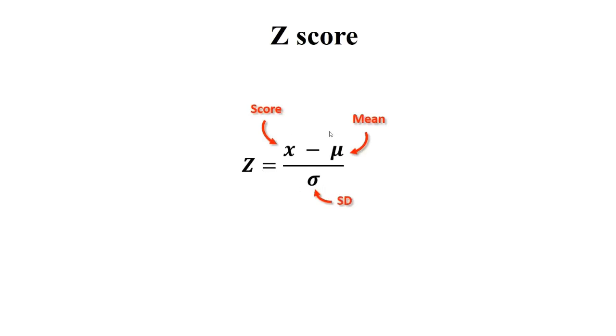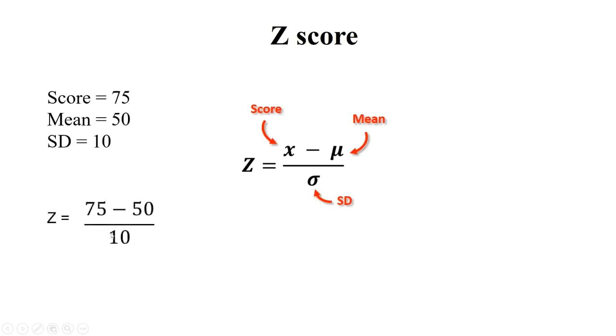Now, in the previous slide, I had made a statement that when this individual raw score is more than the mean of the group, then the Z score is always positive. So for example, if the score is 75, mean of the group is 50 and standard deviation is 10. Now let's try to calculate the Z score by using the formula. So 75 minus 50 divided by 10, the answer you get is 12.5. So you see the Z score is a positive number.